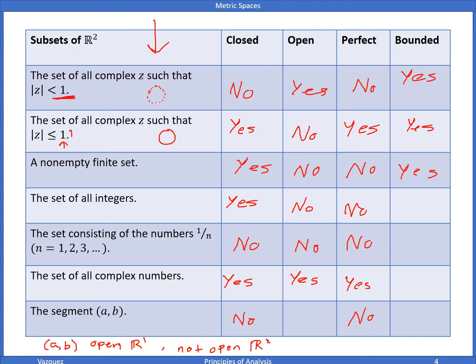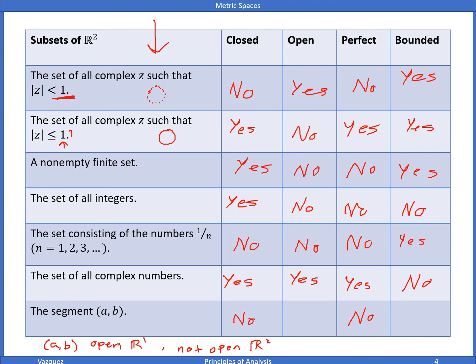The set of all integers. Do you think that one's bounded? That one's actually no. Right? The integers keep going on forever. The set consisting of 1 over n: 1 over n is actually a convergent sequence, and maybe you remember that in analysis on the real line. Convergent sequences are bounded. The set of all complex numbers is unbounded. That one is not bounded.